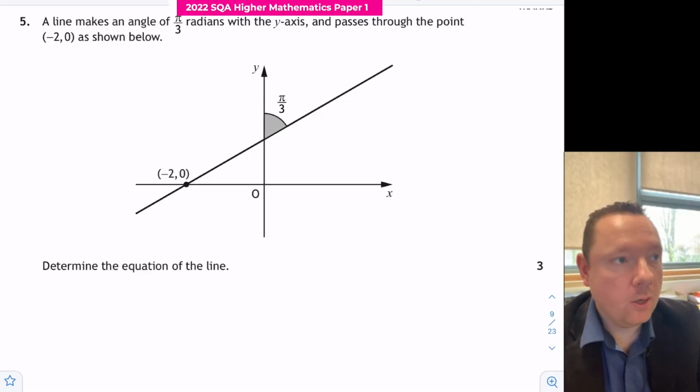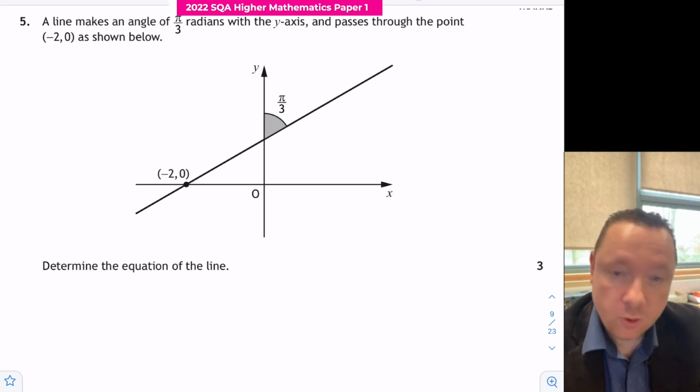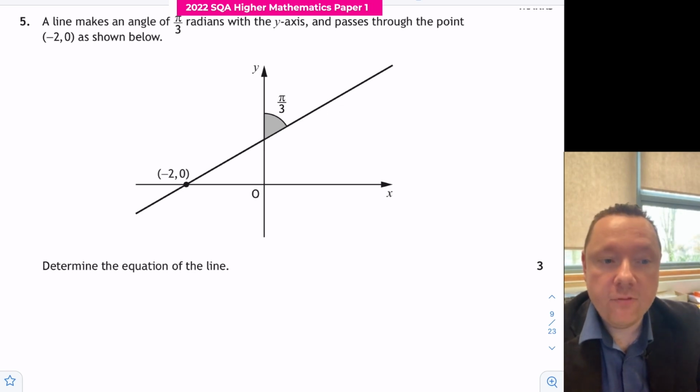2022 Higher Maths Paper 1 question number 5 says a line makes an angle of pi over 3 radians with the y-axis and passes through the point (-2, 0) as shown below. Determine the equation of the line for 3 marks. Okay, let's go through this then.